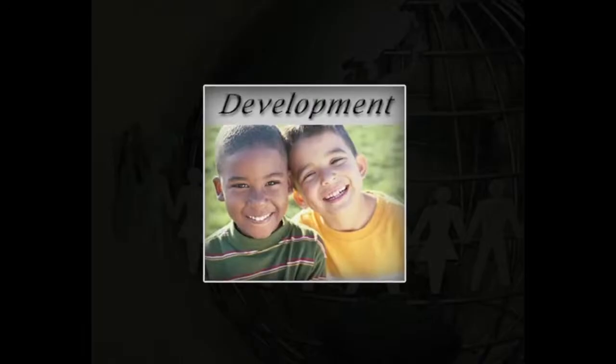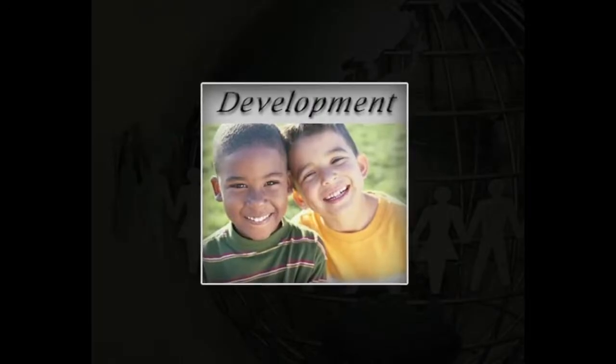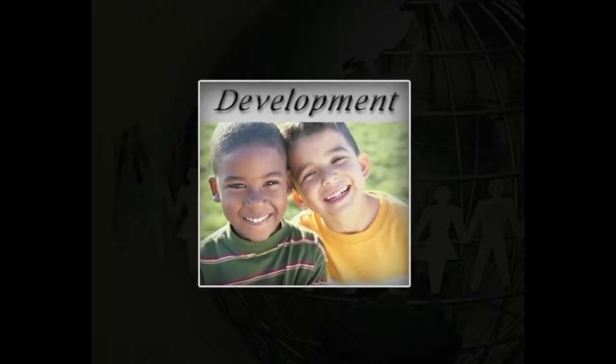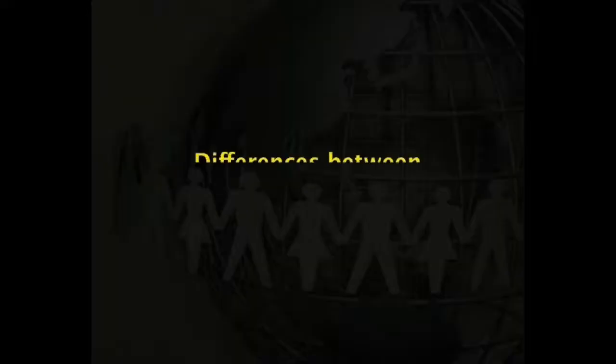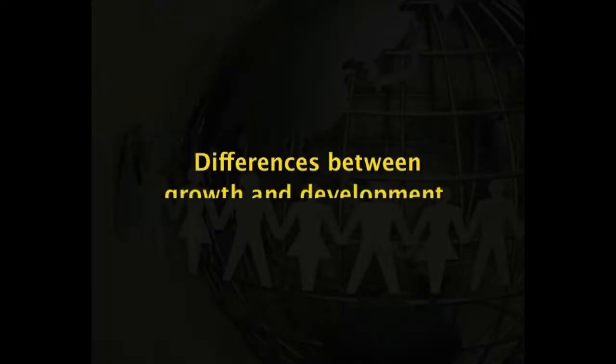According to J. E. Anderson, development is concerned with the growth as well as those changes in the behavior which result from environmental situations. So, after having understood what is growth and development, now let us try to differentiate between growth and development. Let us see.